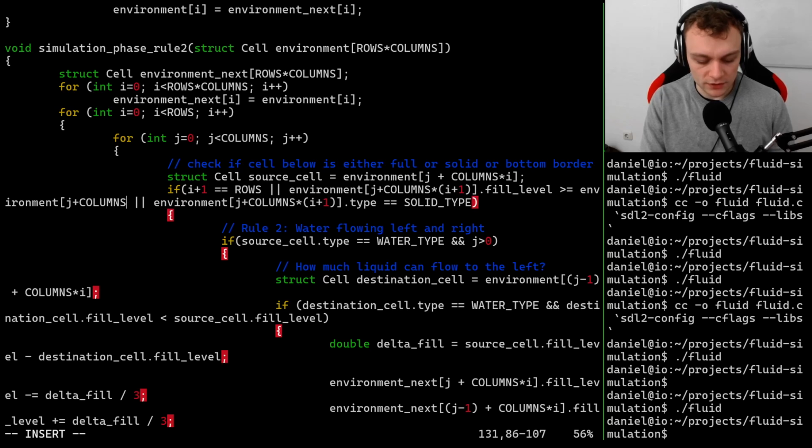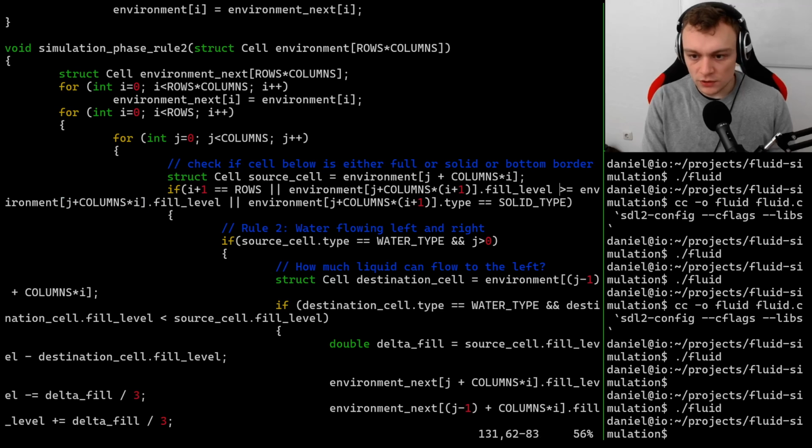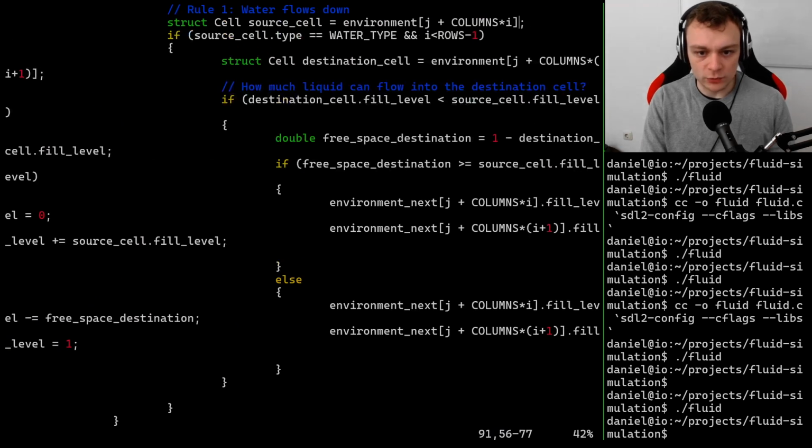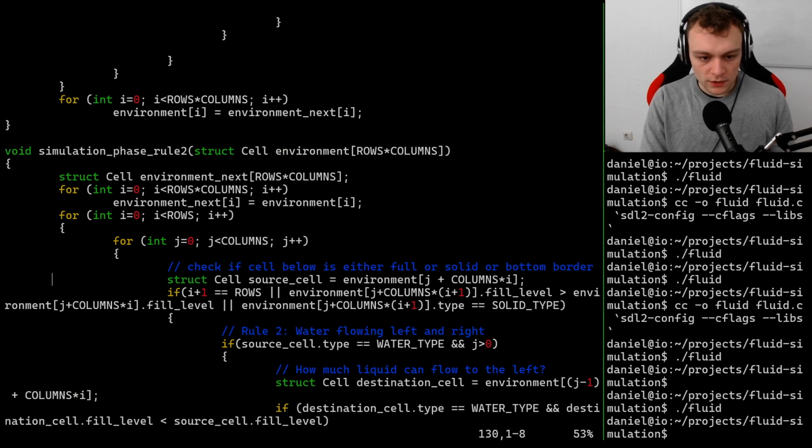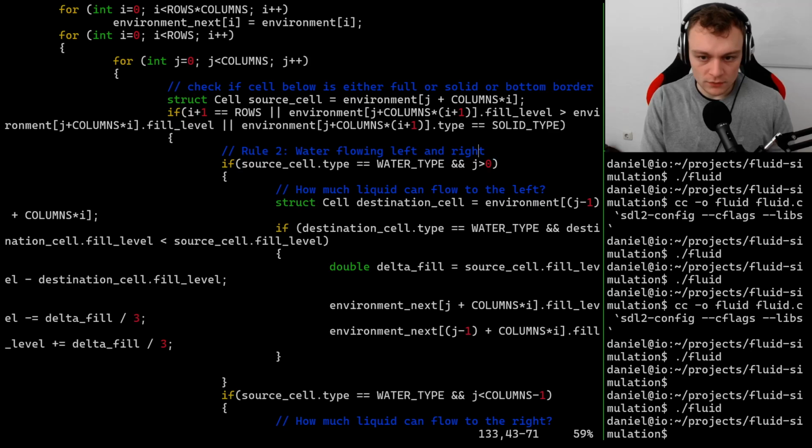Columns multiplied by I dot fill level. I'm not sure about bigger than or equal to. Let's do bigger than, because that would be equivalent to this rule right here. Okay, and then we also check whether the cell below is of type solid. So yeah, okay, that is correct. Let's see how the simulation behaves.